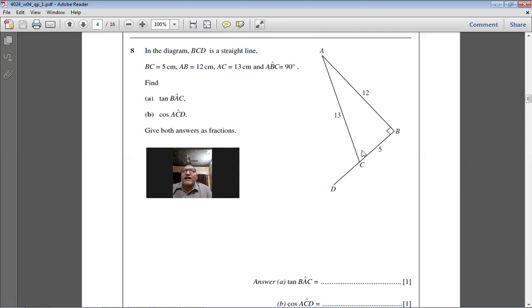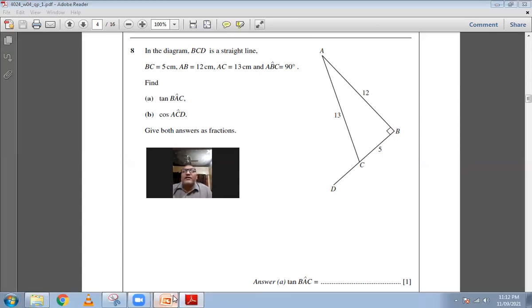When I use this angle, the cos will be base by hypotenuse. This will be my base and this will be my hypotenuse, because I will be using this angle. So it will be 5 by 13. And so the cos of the ACD will be the same number, but with a negative sign. So it will be minus 5 by 13.